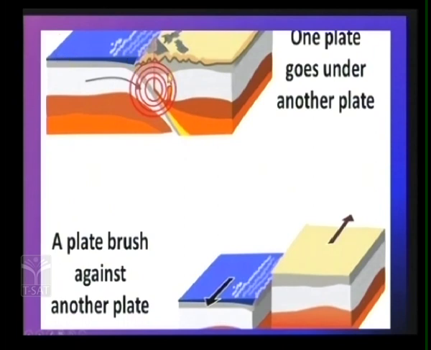These are the topmost layer, and these are the different plates present under the topmost layer. These plates keep moving, or keep pushing each other, or keep brushing each other, and thus the topmost layer shivers, causing the earthquake.